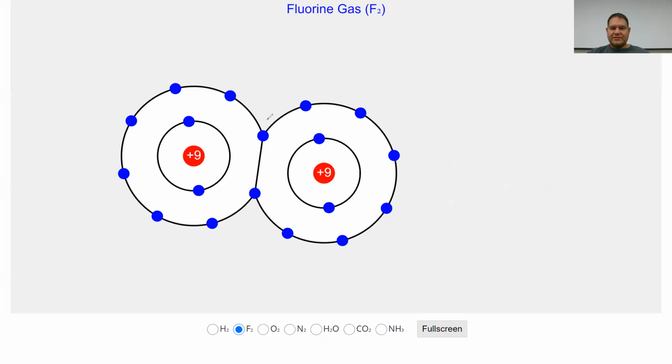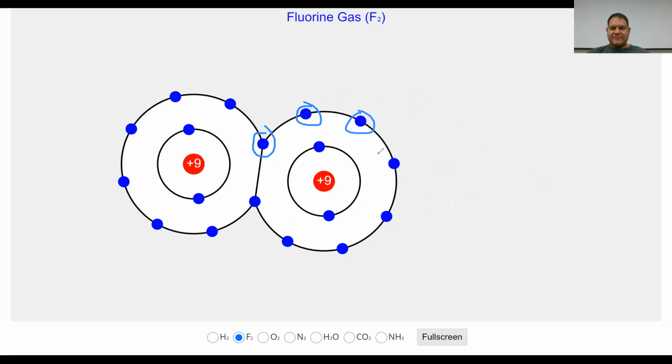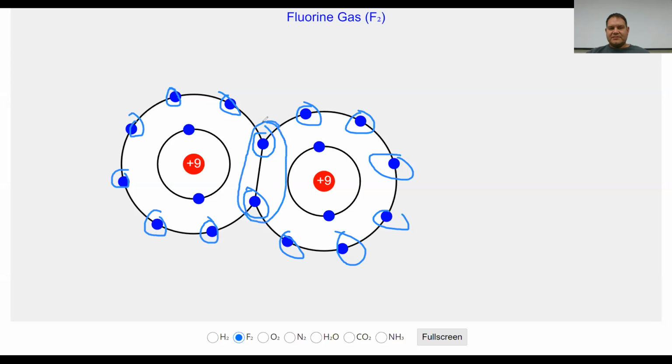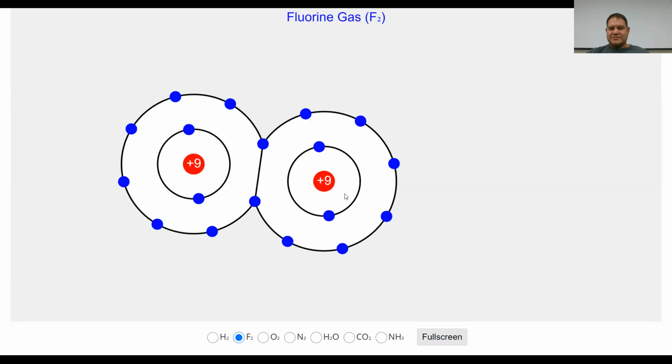You have 1, 2, 3, 4, 5, 6, 7, and 8 electrons for this atom. And for the other one, you also have 1, 2, 3, 4, 5, 6, 7, and the other one that's being shared, 8. So this is our covalent bond, and both these electrons belong to both atoms as they're sharing them, okay? So let's pull those apart.